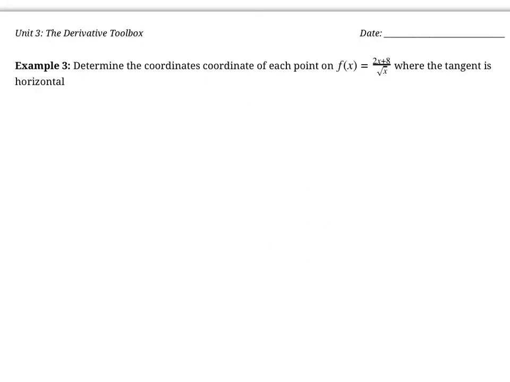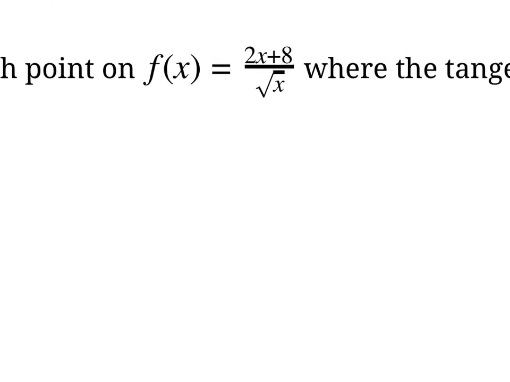So here we have one more problem where we're trying to find where the tangent of (2x plus 8) over root x, where the tangent of that is horizontal. So again, really what that means is we're looking for where the derivative equals 0. So let's try this question. Just going to zoom in here.